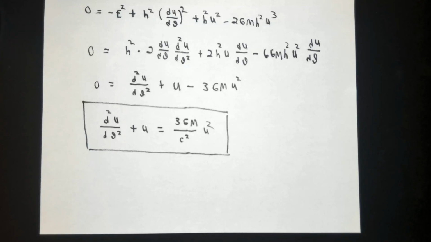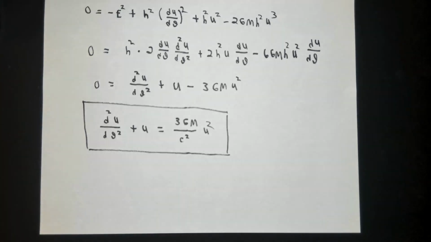In an upcoming video, we will look at two of the three classical tests of general relativity. One of them is the orbit of Mercury, and the other is the bending of starlight by the gravitational field of the Sun. Until then, I hope everybody has a good day, and I'll talk to you again soon.